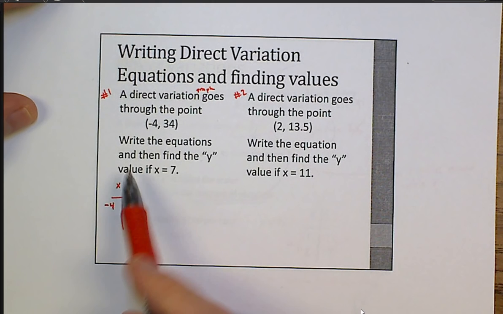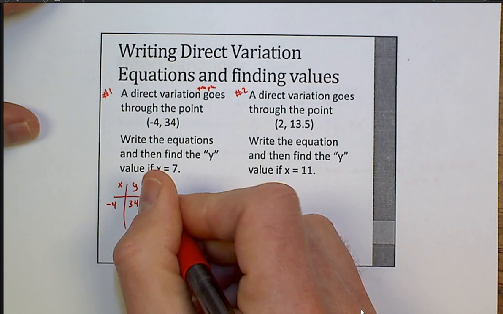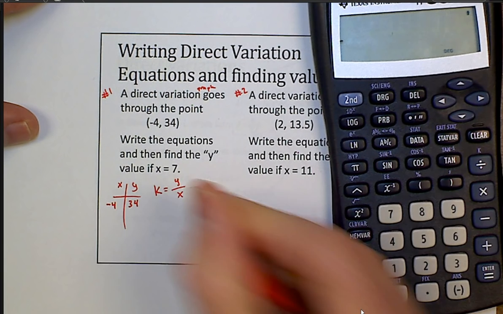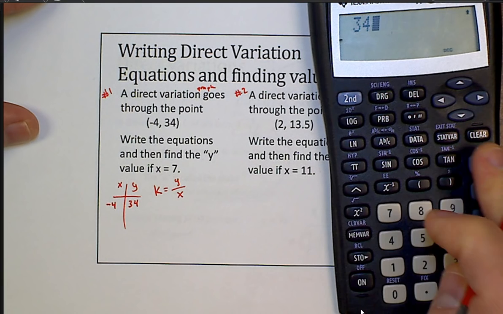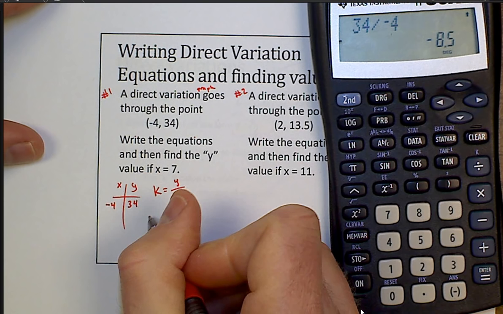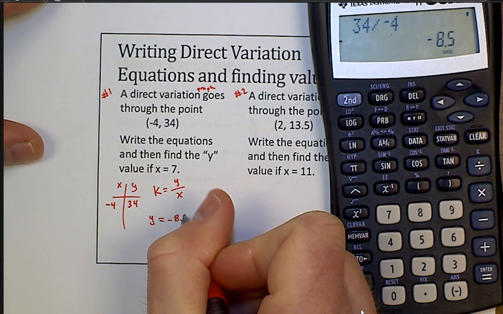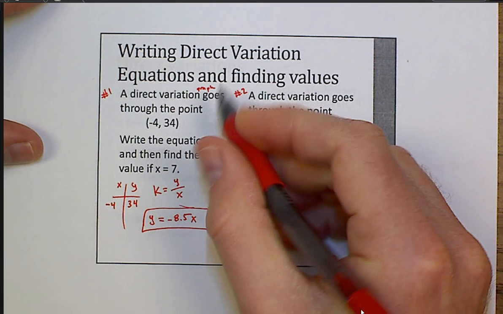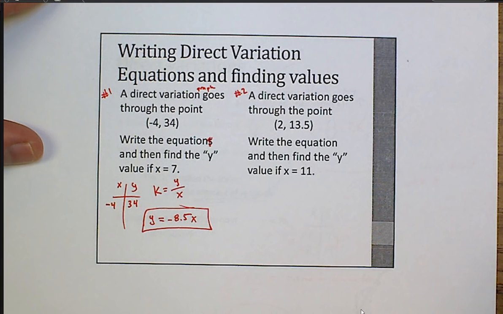Well, that's exactly what you're going to apply here. Take this point, make it into a t-chart. Let's find our k value. So how do we do that? We know our k value is found by taking our y value and dividing it by our x value. And you get negative 8.5. So we get y equals negative 8.5x. This is the answer. Write the equation. Check. Did it.